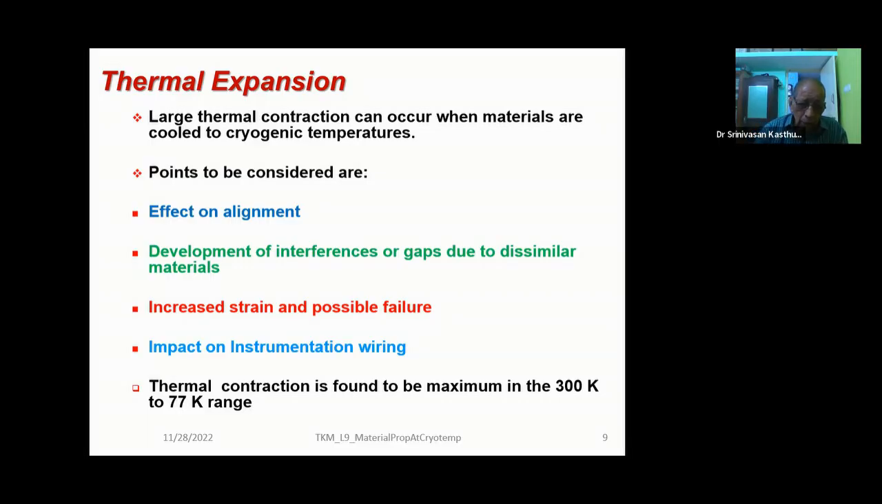Normally thermal contraction is found to be maximum up to 77 K. From room temperature, as the material keeps contracting, the maximum contraction occurs between 300 and 77 K. But from 77 K to 4 K, the contraction is significantly less.